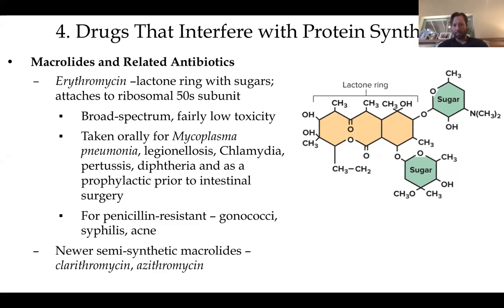Prophylactic, prior to surgery. So this would be an example of a drug that's used prophylactically. Also good for microbes that are resistant to penicillin, like gonorrhea and syphilis. And then there are some newer semi-synthetic versions. Semi-synthetic meaning they came from a natural source, a natural microbe, and then have been tweaked in the lab.